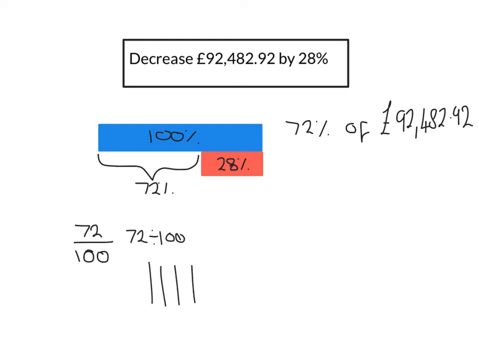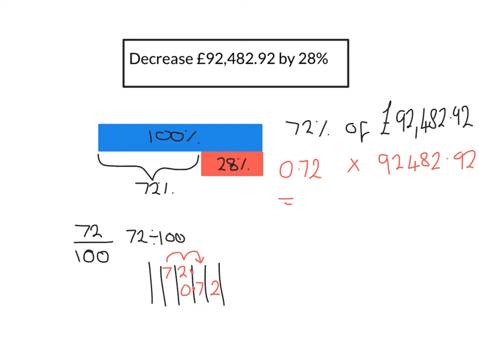Use my place value table. So 72, there's my decimal point, there's my decimal point. I'm dividing by 100, so that's 2 spaces. And it's going to be 0.72. So I'm actually doing 0.72 of in maths is times 92482.92. Let's have a go at putting that on a calculator.